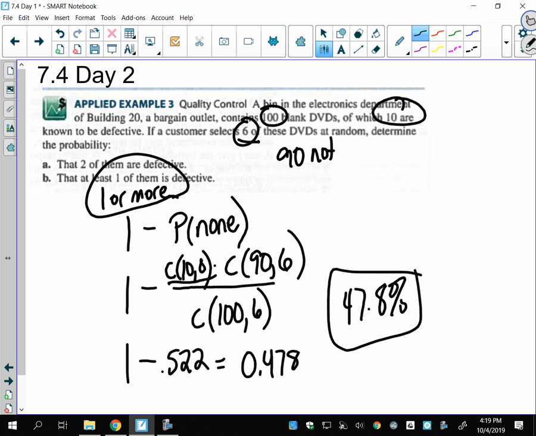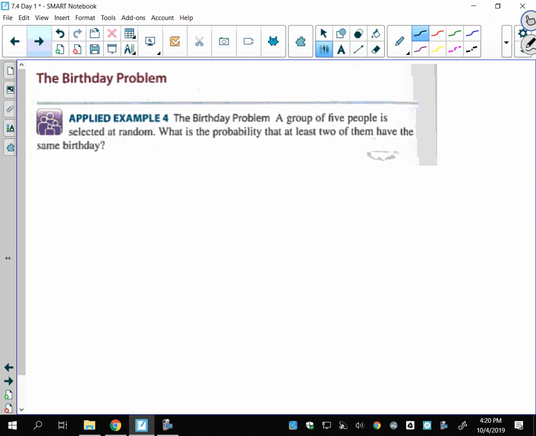And then the last one here is kind of a cool question. It says a group of 5 people is selected at random. What's the probability that at least 2 of them have the same birthday? Now, in order to do this problem, we have to make some assumptions. One of them is we have to throw out the fact that every 4 years there's a leap year. So we're going to throw out that no one's born on February 29th, since that only happens sometimes. I guess you could use 366 days if you want to include that.